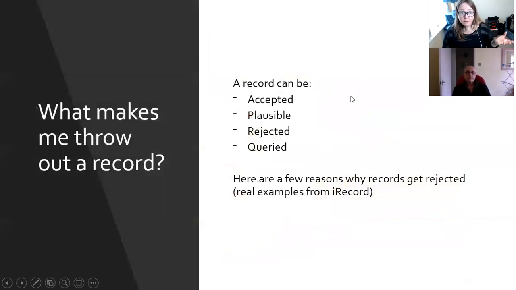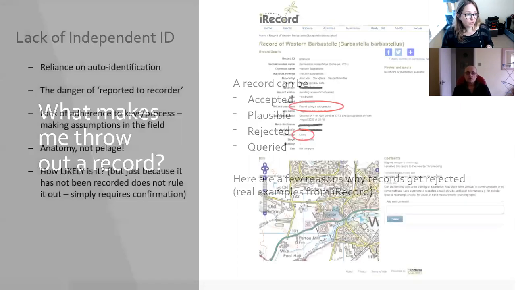So when a record gets submitted, I'm an iRecord verifier for Worcestershire, Warwickshire, Staffordshire. And when we get records in, we either accept it, say that it's plausible, reject it, or query it and ask for more information. And I thought I'd just throw in a few examples of stuff that I've had pretty recently.